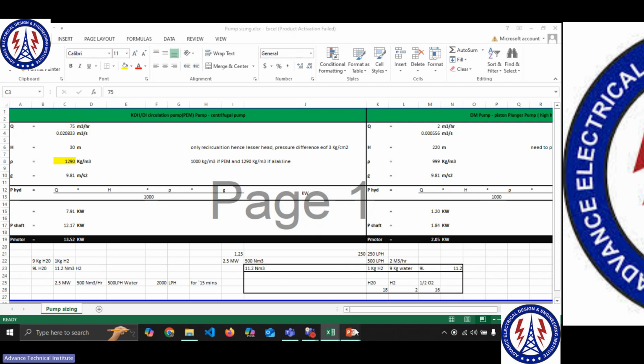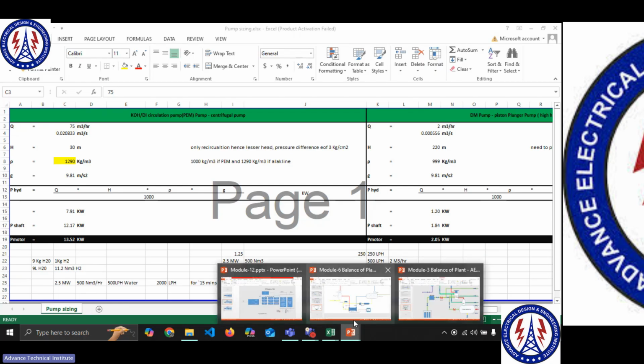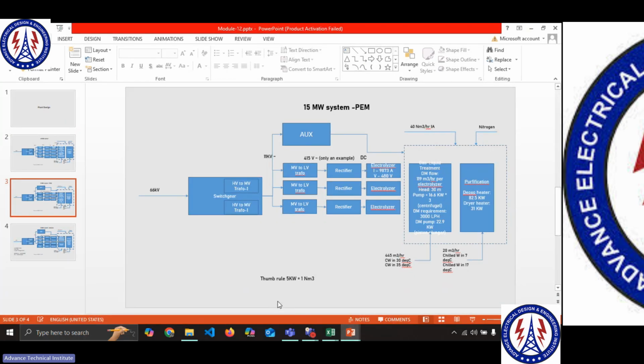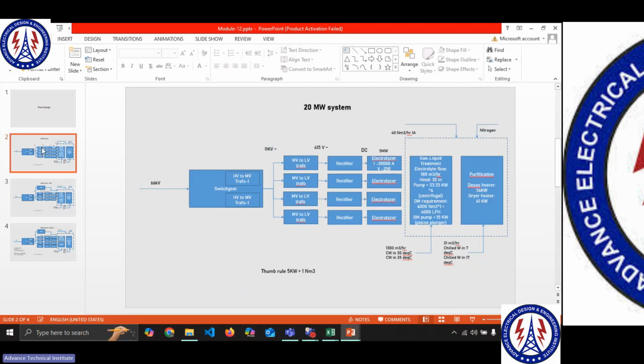So now I will tell you what the big picture is, and you will have something like this. I'm going to give you a picture, just try to understand what we are doing here. You have a big MV coming in, and then you convert it to low voltage.